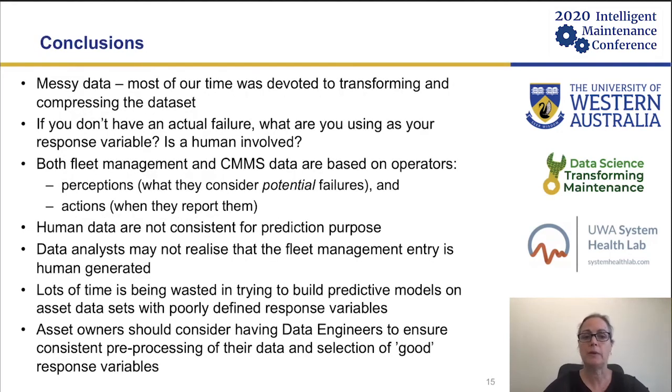So what do we conclude from this work? First of all, the data was really messy, and most of our time was devoted to transforming and compressing the data set. Secondly, if you don't have an actual failure, what are you using as your response variable? Ask yourself, is a human involved in determining what this response variable is? In our case, both the fleet management and the CMMS data are based on operators' perceptions. What do they consider potential failures? And actions. When did they choose to report them into both of those systems?